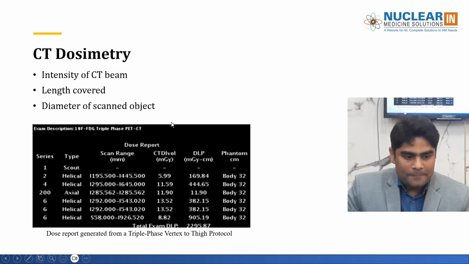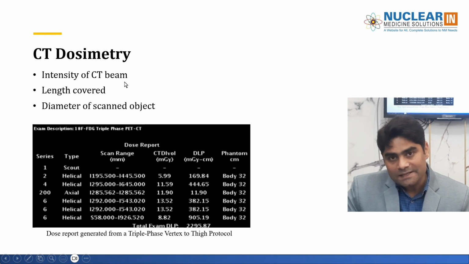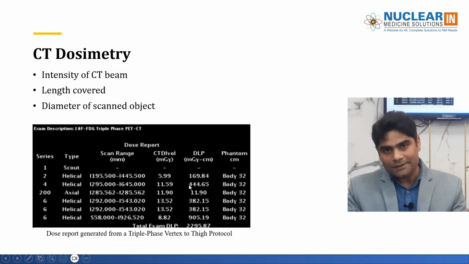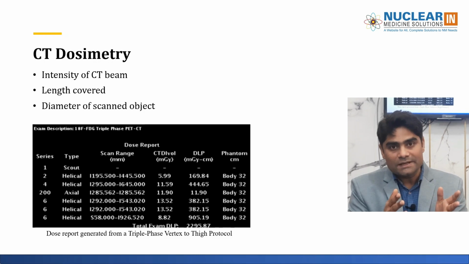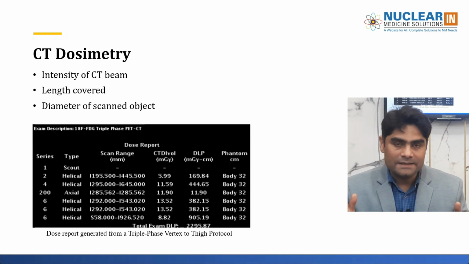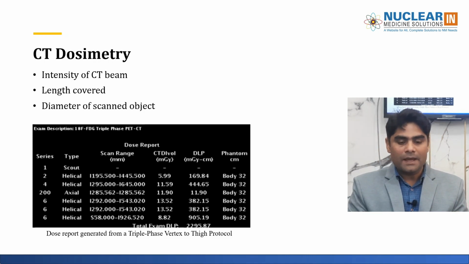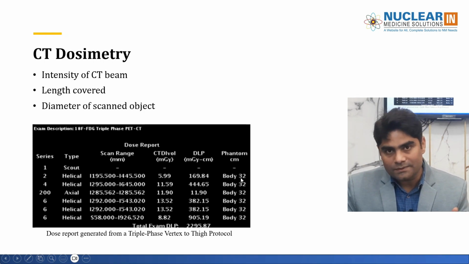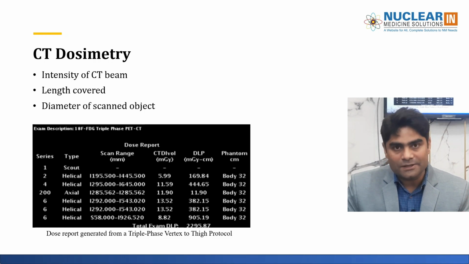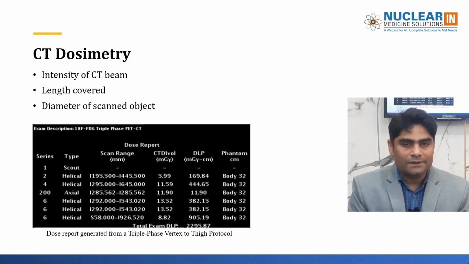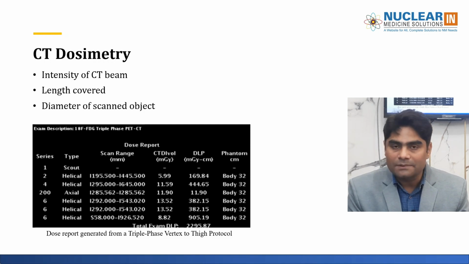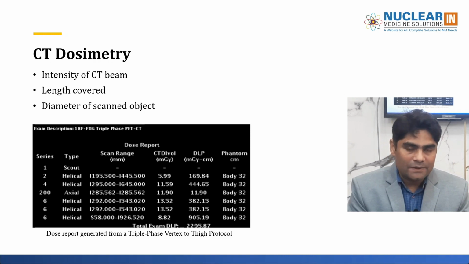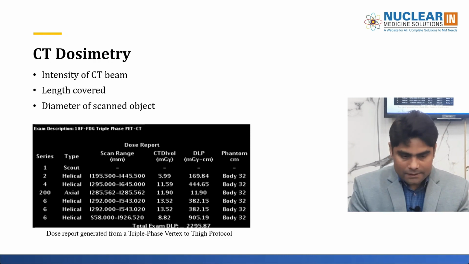DLP covers the intensity of the CT beam as well as the length of the scanned area. It is the dose length product, which is CTDI vol multiplied by the length of the scanned area. And the third is phantom, meaning which phantom is used for dosimetry purposes. If it is a head phantom it will be 16, and if it is a body phantom it will be 32 centimeters. We will discuss in detail in the forthcoming slides.